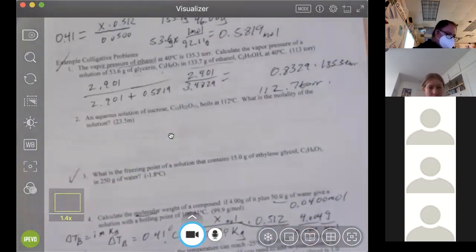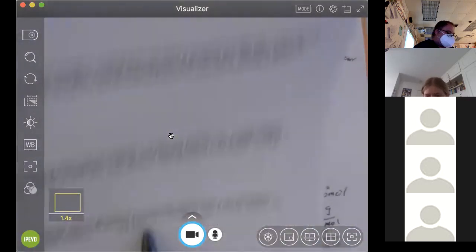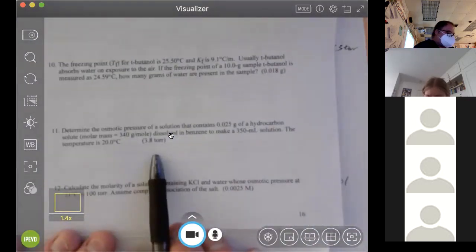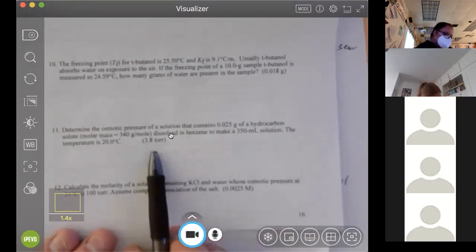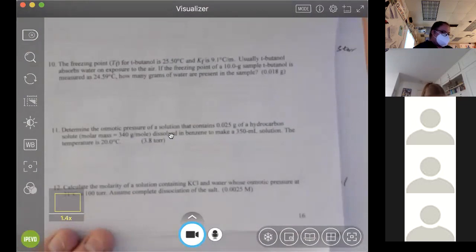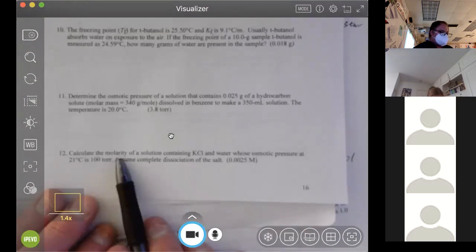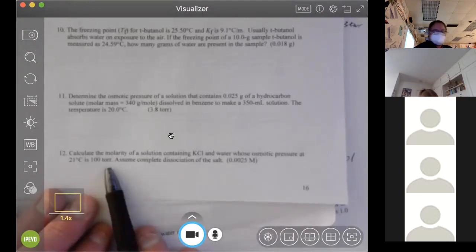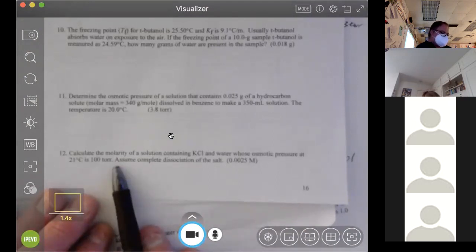You could do it in whatever you want. But let's take a look here. This one they did in torr, right? So instead of using 0.0821, you'd use 62.4. I'm not sure why they did this one in torr, but they did. Here you had to use it because you're actually calculating the molarity, and they gave you the pressure in torr. So you'd either have to change this torr to atmospheres or use the 62.4.